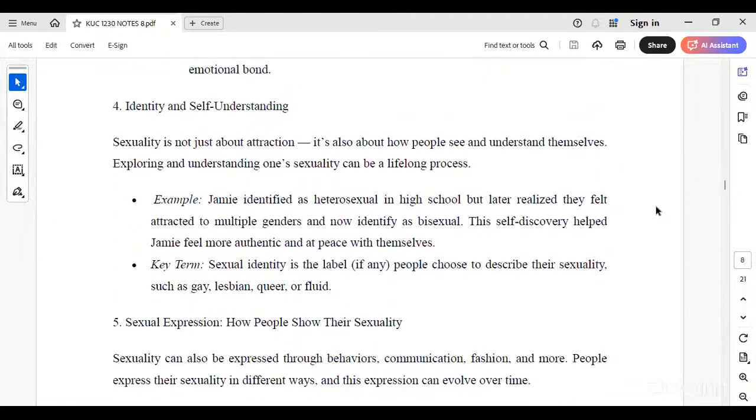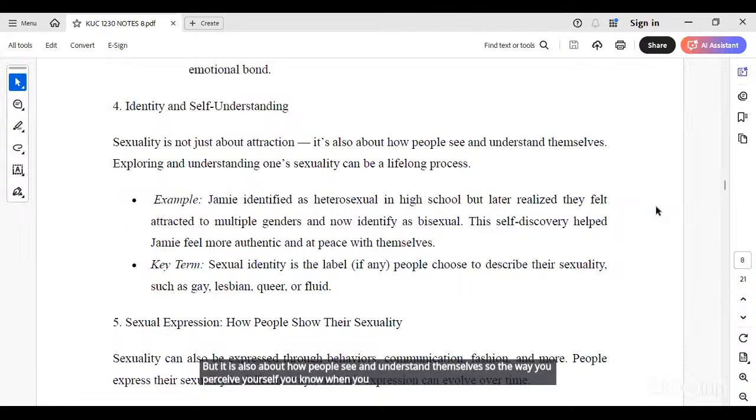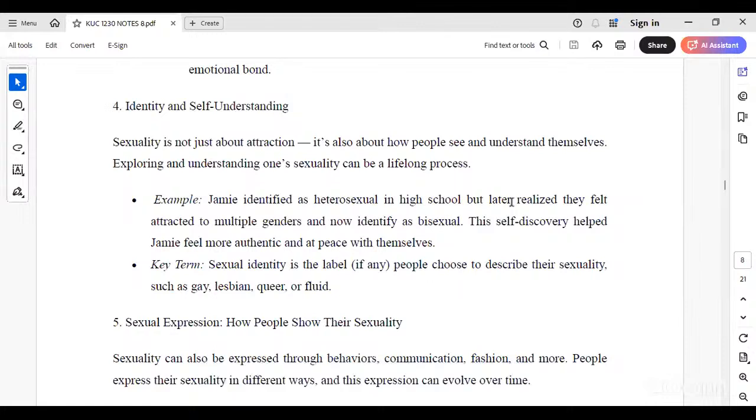Now, the aspect of identity and self-understanding. So sexuality is not just about attraction, but it is also about how people see and understand themselves. So the way you perceive yourself, when you are just sitting there and wondering, who am I? Do you understand who you are on the basis of sexuality? Do you know, for example, whom you are attracted to? Okay. So how do you identify yourself? How do you understand yourself?